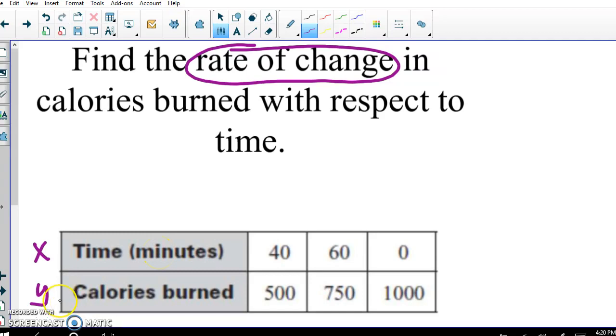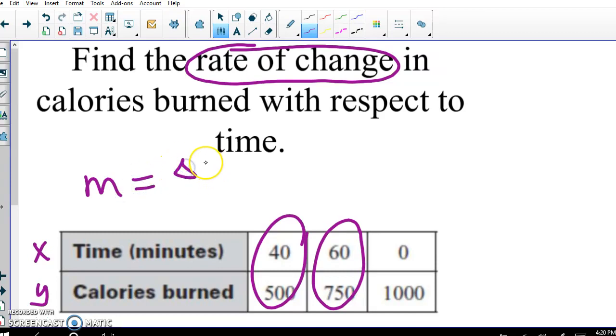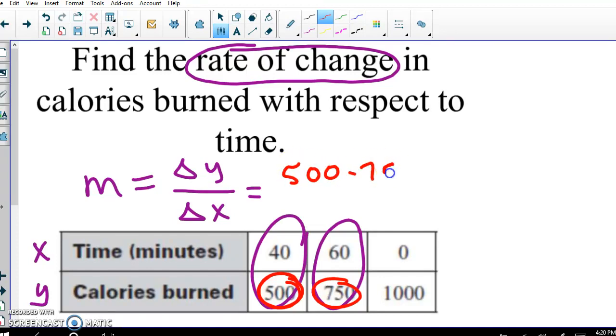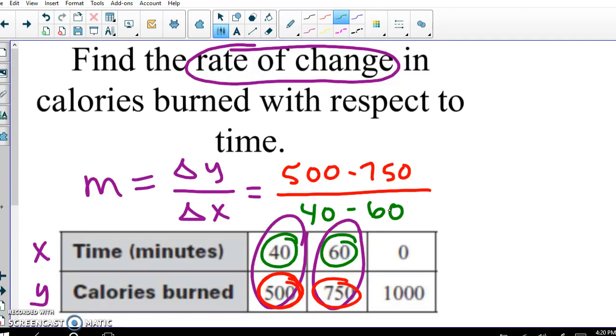So I need to label my table X and Y so that I can pick 2 points, and I'm going to pick the first two to help me calculate slope, which remember in an equation will take the form of m. So I'm going to find my change in y over my change in x. So I'm going to start with y2, and I'm going to subtract from it y1. So I'm going to do 500 minus 750. In my denominator, I'm going to do 40 minus 60. And now I can simplify.